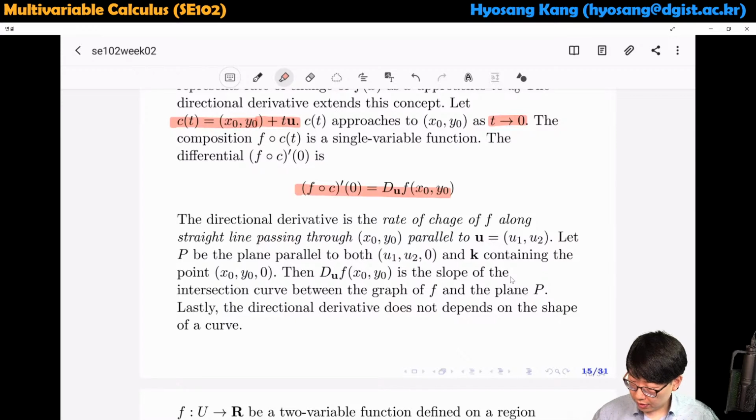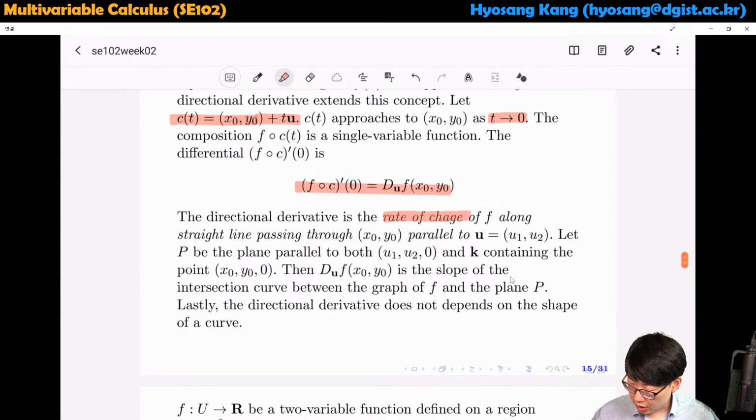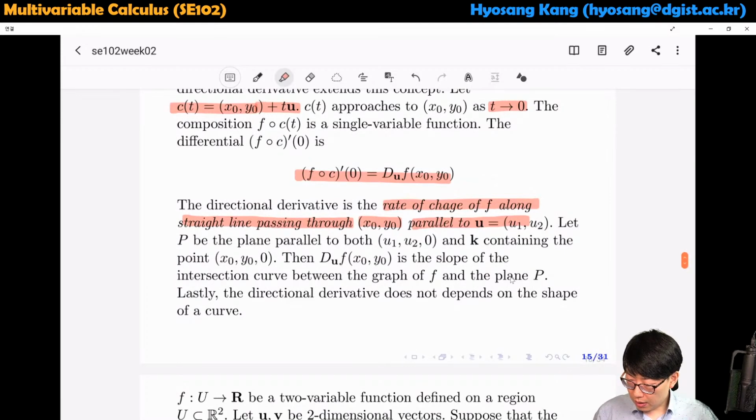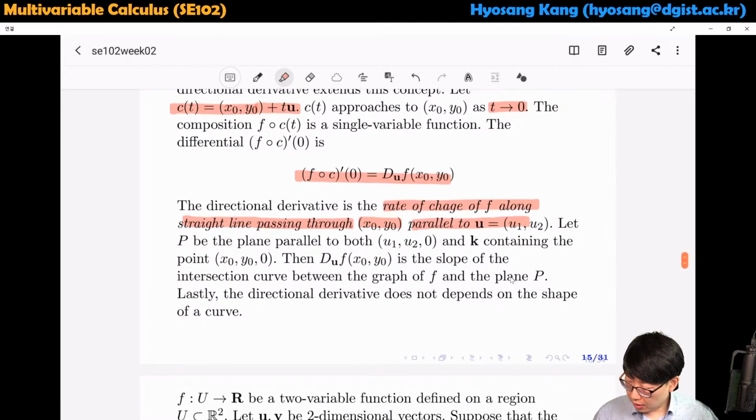And what the directional derivative says is that it's the rate of change of the value of the function along the straight line passing through that point (x0, y0) parallel to u, which is (u1, u2). In other words, you can put a plane parallel to both this direction (u1, u2, 0), a three-dimensional vector, and this vector k, which is parallel to the z-axis, and which contains this point. Then you take the section, and the slope of the section at (x0, y0) becomes the directional derivative.